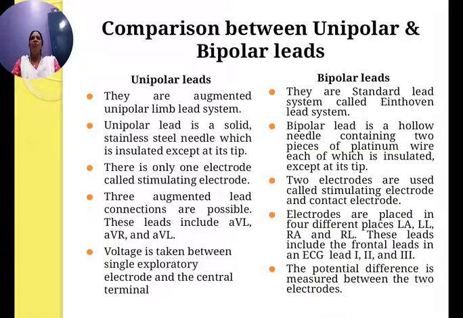The comparison between unipolar and bipolar leads. Unipolar leads are the augmented unipolar limb lead system. A unipolar lead is a solid stainless steel needle which is insulated except at its tip. There is only one electrode, called the stimulating electrode. Three augmented lead connections are possible. These leads include AVL, augmented voltage left, AVR, augmented voltage right, and AVF, augmented voltage foot. Voltage is taken between a single exploratory electrode and a central terminal.